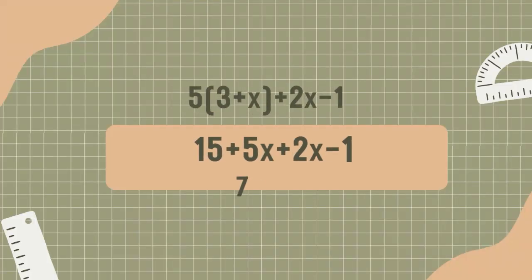Now that you understand how to combine numbers and variables that are alike, let's now solve a problem that contains both distributive property and combining like terms. Keep in mind that solving distributive property gets solved first before combining like terms. Now, 5 will be multiplied by the 3 and the x inside of the parenthesis. 5 times 3 equals 15. 5 times x equals 5x.